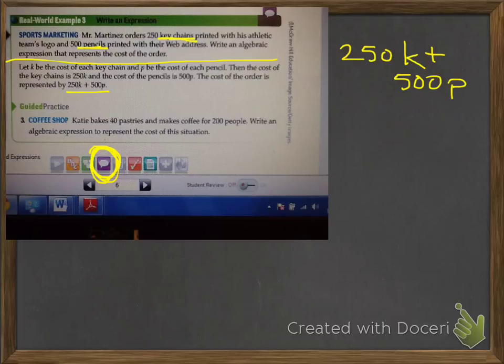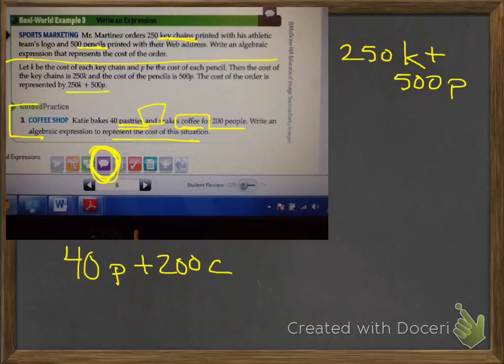Looking at something similar, let's look at number 3. Katie bakes 40 pastries and makes coffee for 200 people. Write an algebraic expression to represent the cost of the situation. All right, so Katie bakes 40 pastries. I'm going to write 40, and I'm going to put P for pastries. She also made coffee for 200 people, so that would add, and notice and usually would mean that you're adding. Okay, 200, and oh wait, I can't use another P again because I've got 40P for pastries. I can't use P for people. Well, what is she doing for those people? She's making them coffee. So I could use C.